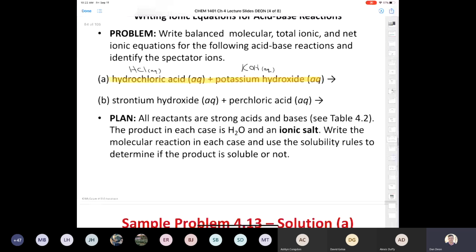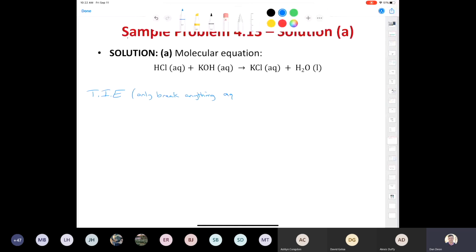Now remember, we can only break up things in our total ionic equation. So now we're going to do the total ionic equation. I'll write it in here: we can only break anything that's aqueous into its ions. The reason I highlighted that is because water is not aqueous. Water is a liquid. Water is not an electrolyte.